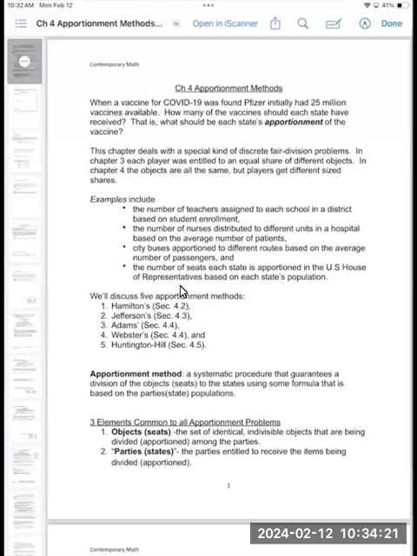Of course each state gets 2 senators, but for the House of Representatives, you're given seats based on how many people you have in your state. So that's really where this problem came from: they were trying to give seats in Congress proportional to the number of people in each state. And they had to have it be the exact number.